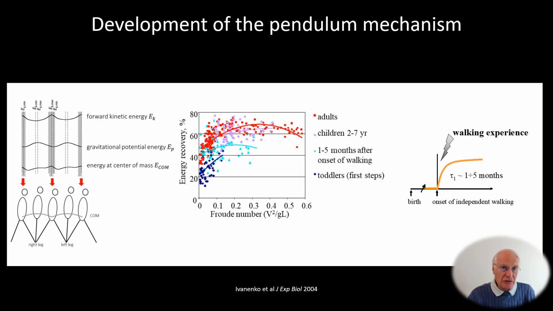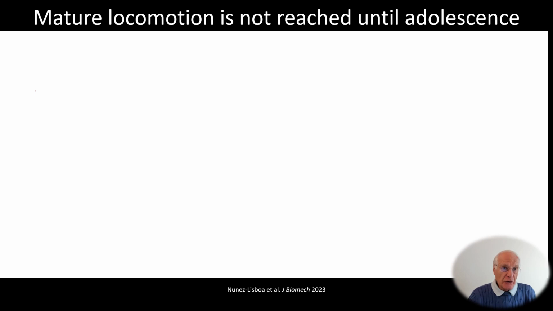km per hour. In toddlers, however, the mechanism is not fully functional, as shown by the low percentage of energy recovery. This may contribute to the high consumption of metabolic energy that I showed before for toddlers. However, just a few months of walking experience allow improving considerably the mechanism. Mature locomotion is not reached until adolescence.